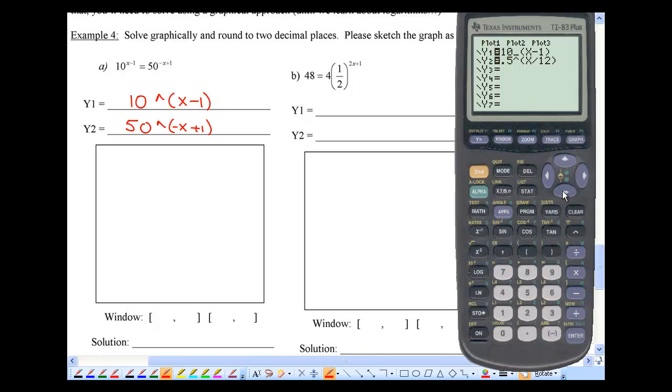Okay. Underneath, it's 50 raised to the power of bracket negative x plus 1. Let's find some appropriate window coordinates. Not too really sure, so maybe just a standard one will be good. Let's go zoom standard for now.